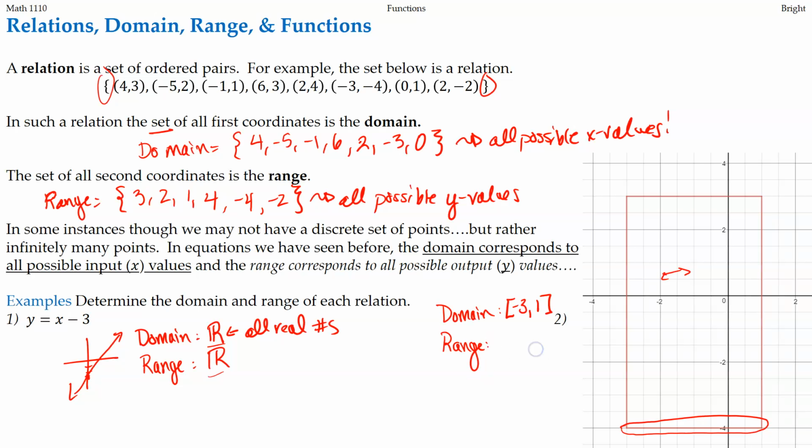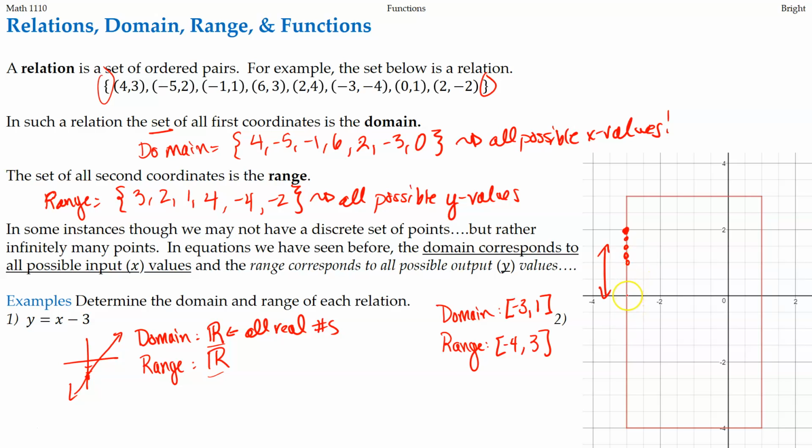The range here is, okay, now if I'm looking for all possible y values, I'm looking vertically, and so I'm asking how far do I go down, and then how far do I go up? Well, down I go down to -4, and then I go up to 3, and I have to include all those because I have solid points. So we could have infinitely many solid points along here.